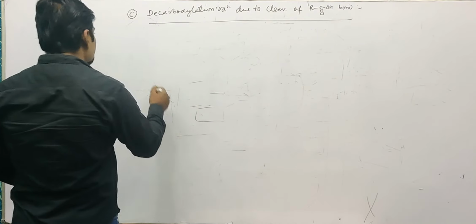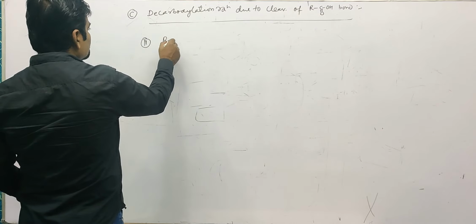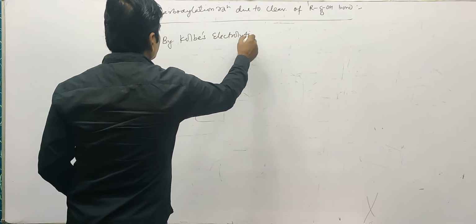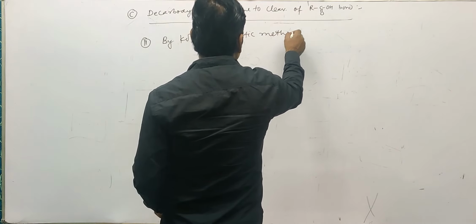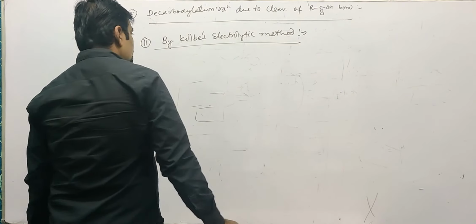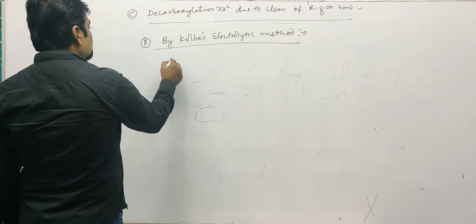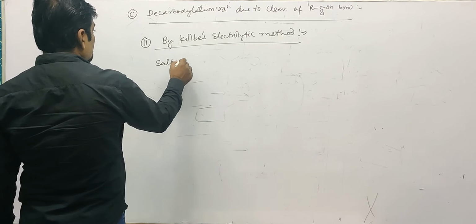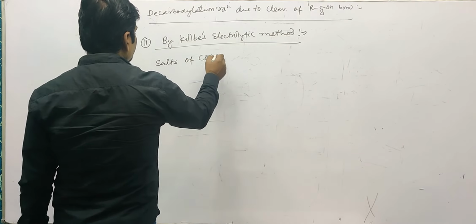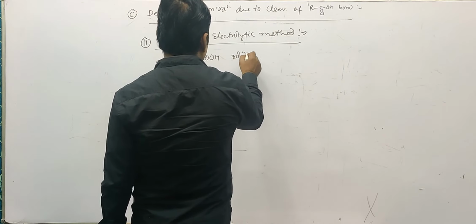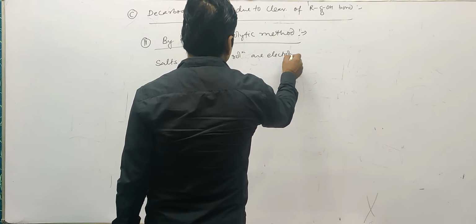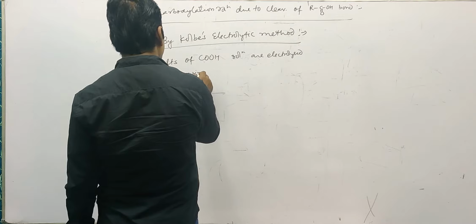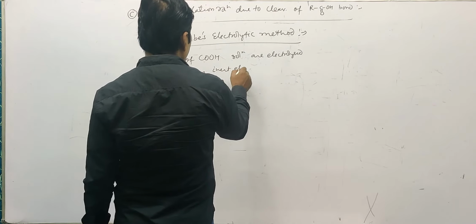The second method of decarboxylation is by Kolbe's electrolytic method. Over here, solutions of salts of carboxylic acid are electrolyzed by using inert electrodes.